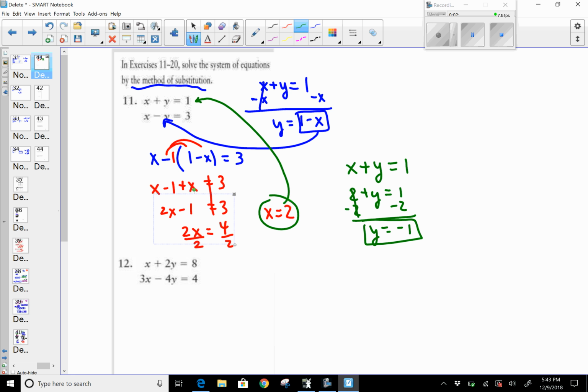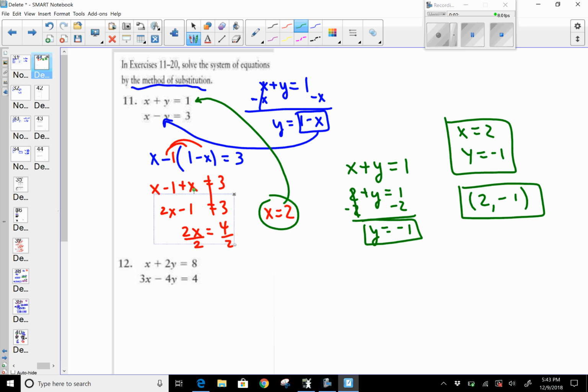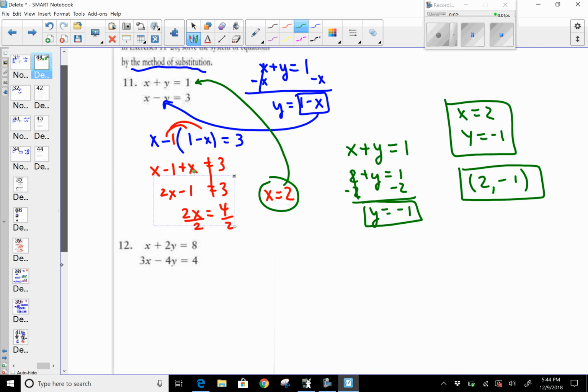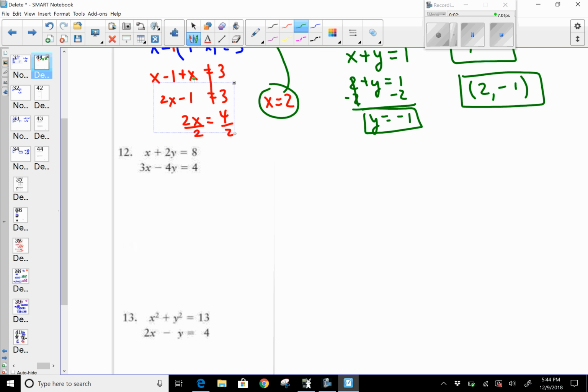So my two answers are x equals 2 and y equals negative 1. There's my solution. I can write it like that. I can write it as 2 comma negative 1, whatever you would want. Okay, so there's your solutions right there. This one very similar. So I'm going to go ahead, take a look at this.